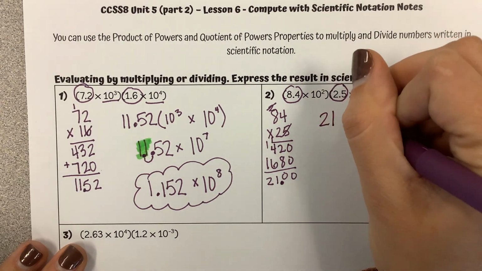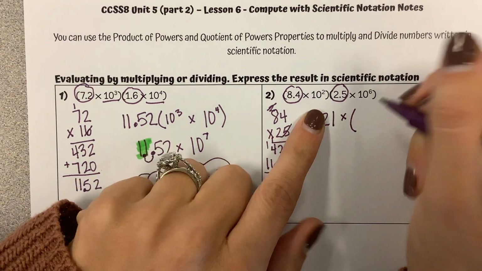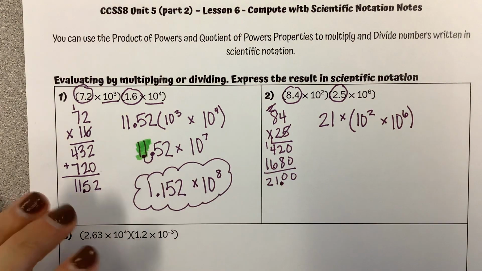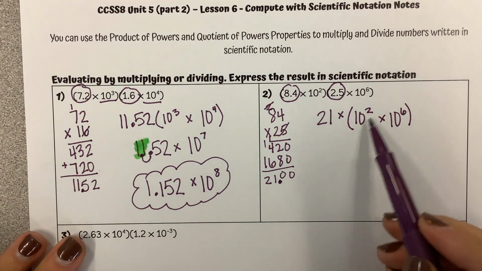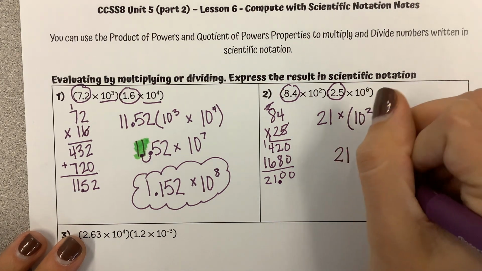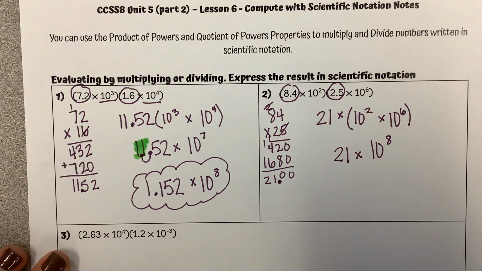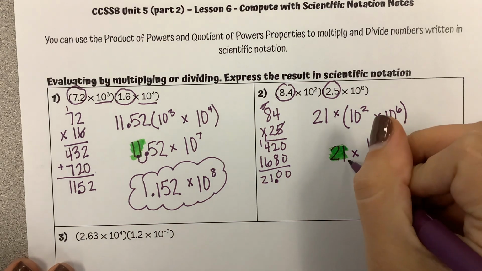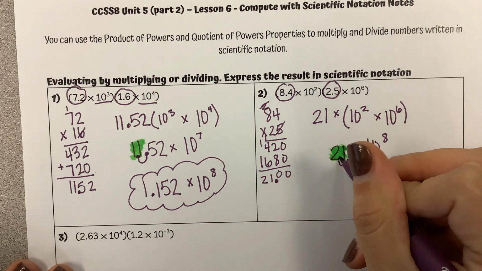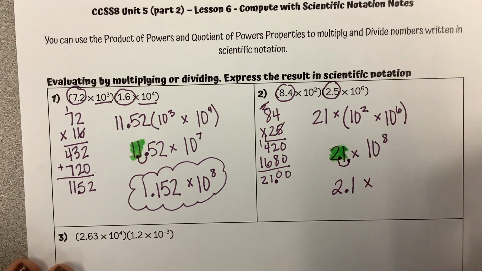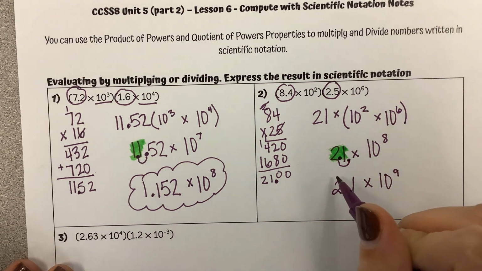So we are doing 21 times our first power, which is 10 to the second, times our second power, which is 10 to the 6th. So 10 to the second times 10 to the 6th is really 10 to the 8th. So it's 21 times 10 to the 8th. But again, this number here is not proper scientific notation because our decimal is here. So I'm going to move the decimal over once to make it 2.1 times, and we're going to add 1 to our power, 10 to the 9th.